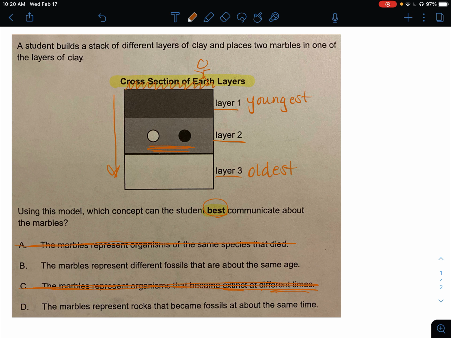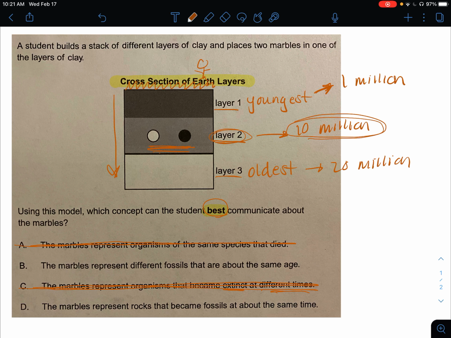So let's say all the rocks and fossils in layer one are 1 million years old. Let's say all of these are 10 million years old, and these are, I don't know, 20 million years old. So since these fossils are both in layer 2, we know they are both 10 million years old.